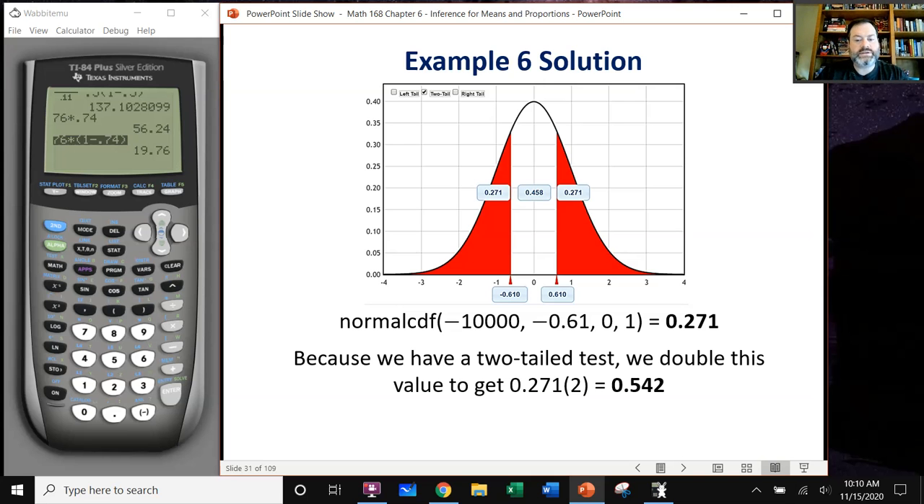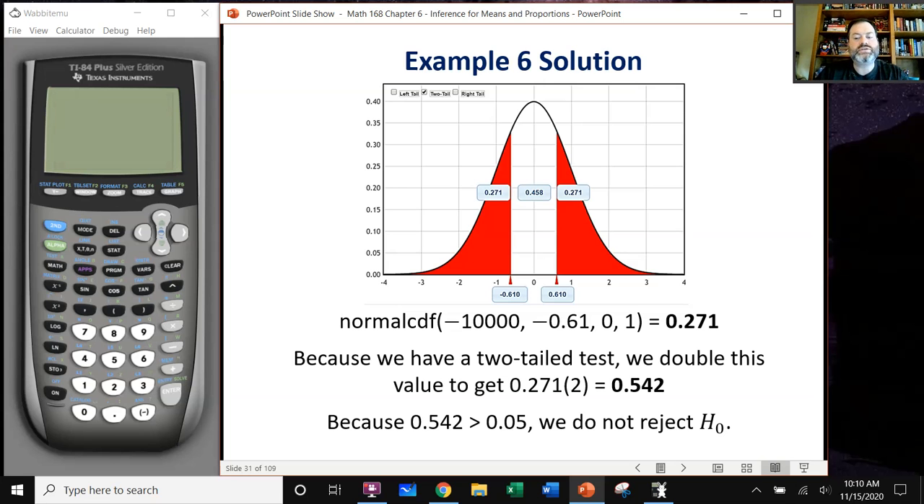We're going to double this because it's a two-tailed test. This is a very large p-value, so we do not reject the null hypothesis.